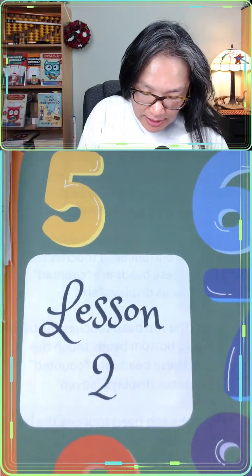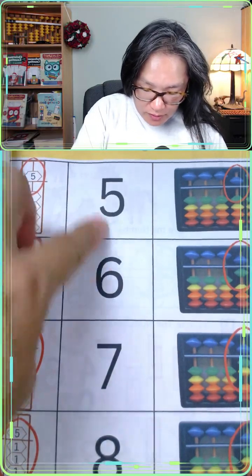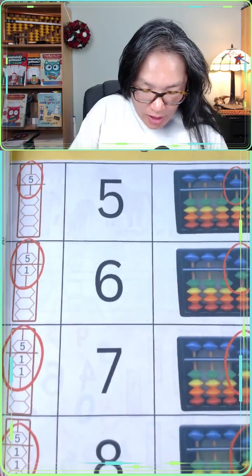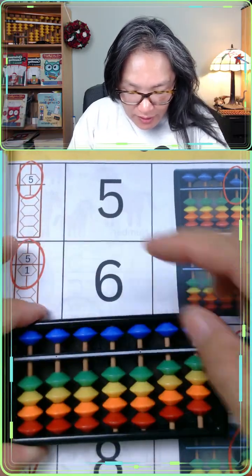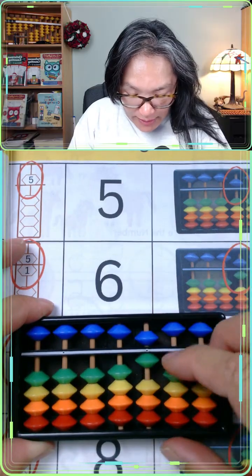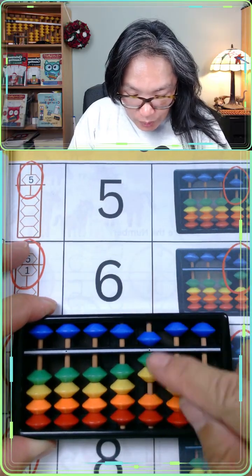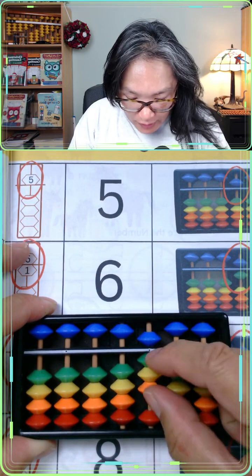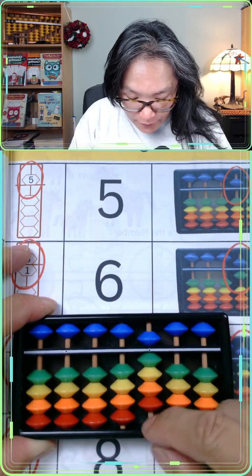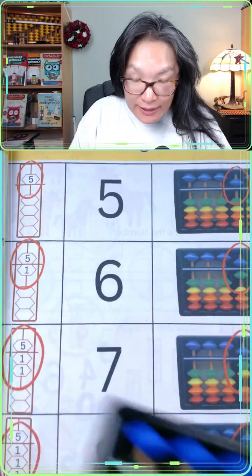This one is lesson 2. Lesson 2 is from 5 to 9. Again, what we're doing is we're just understanding when you add the 5 and you add the 1, now we have 6. If I do 2 plus 5, it's 7. If I do 3 plus 5, it's 8. And then 4 plus 5 is 9.